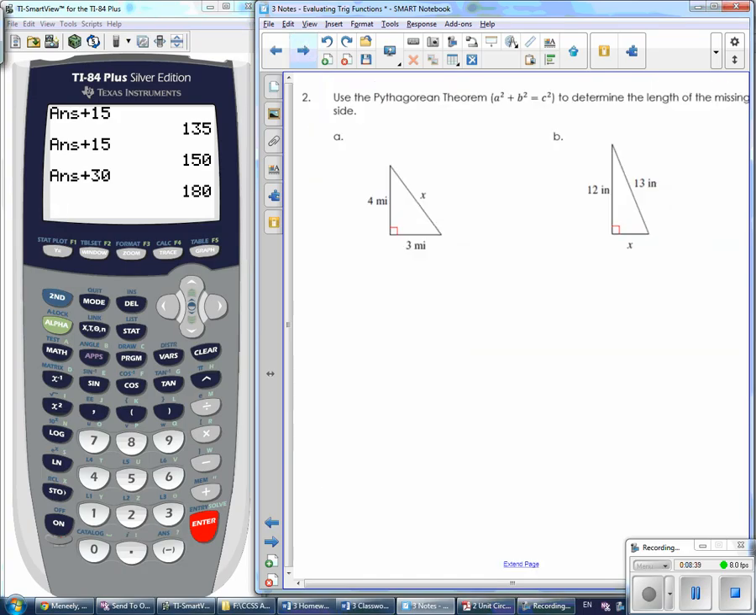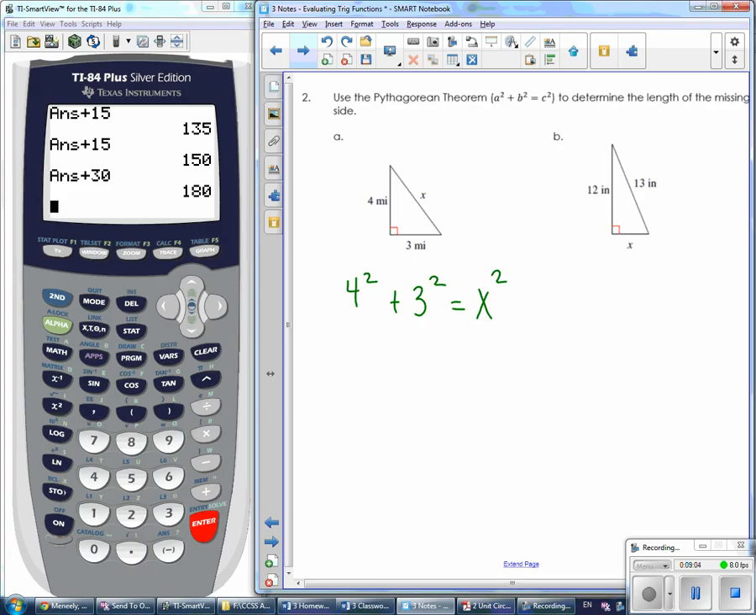The next set of problems requires you to use what you know about the Pythagorean theorem to find the missing side. So for example, in letter A, you're given the lengths of the legs of a right triangle, and you're asked to find the hypotenuse. Well, if we use the Pythagorean theorem, that basically is telling me that 4 squared plus 3 squared is equal to x squared.